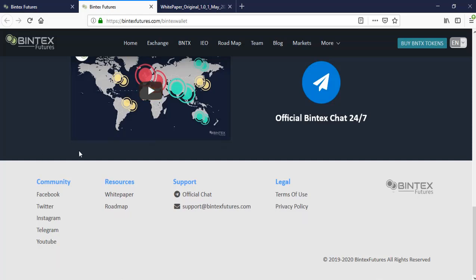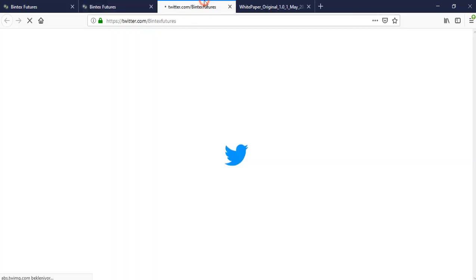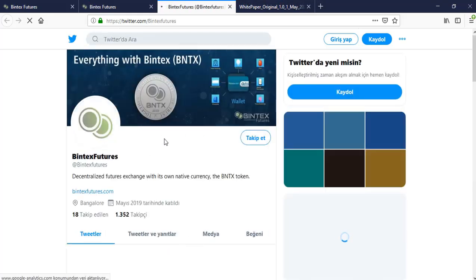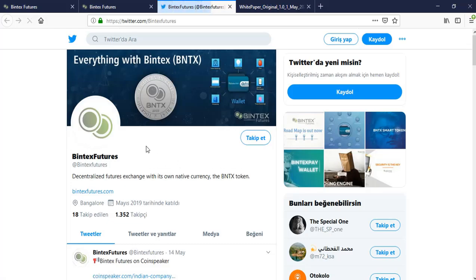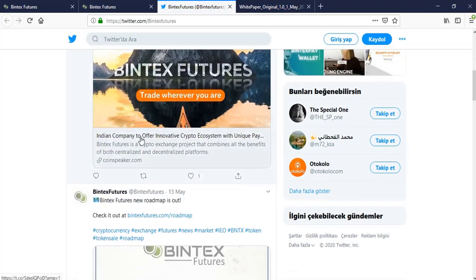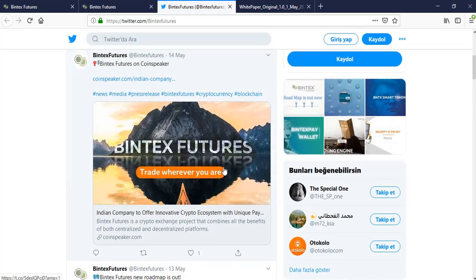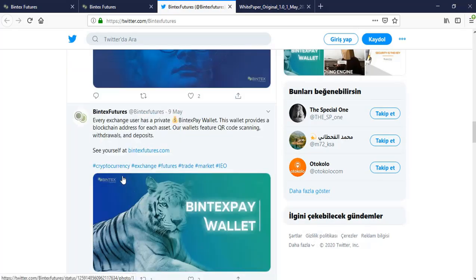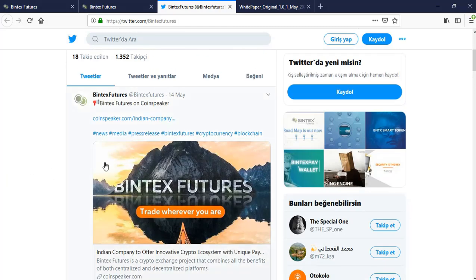Finally, let's take a look at the community section of the project. Here you can see communities like Facebook, Twitter, Instagram, Telegram, YouTube. For example, click Telegram, Twitter, and get information. Here you can find news and information about the project, Bintexfutures, trade where you are. Roadmap is out now, and other information. I try to give correct information about the project.